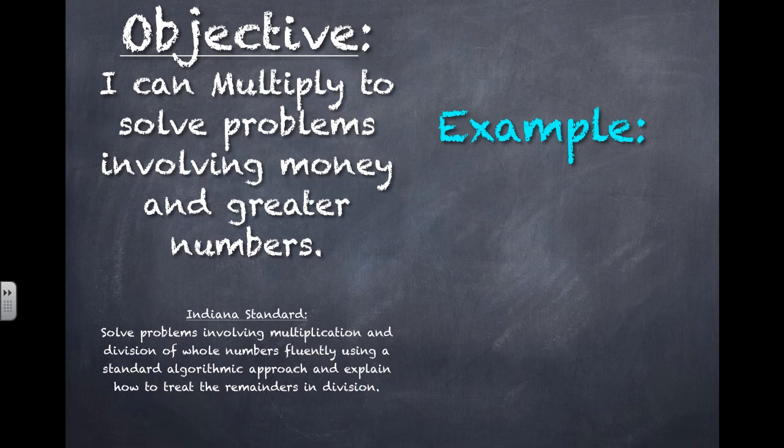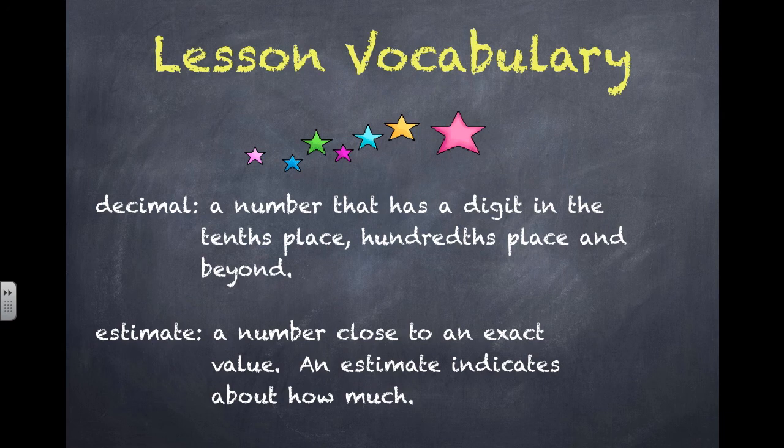For example, $3 times $1.05 is rounded to $3 times $1. Today's lesson vocabulary is decimal and estimate. A decimal is a number that has a digit in the tenths place, hundredths place, and beyond. An estimate is a number close to an exact value. An estimate indicates about how much.